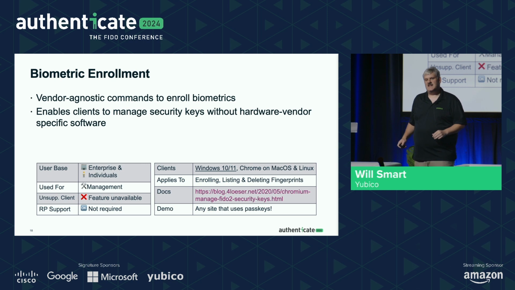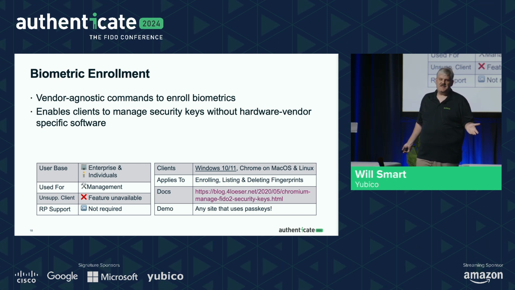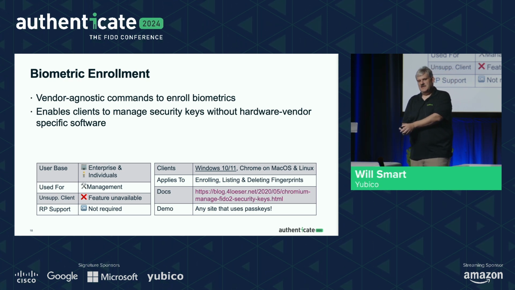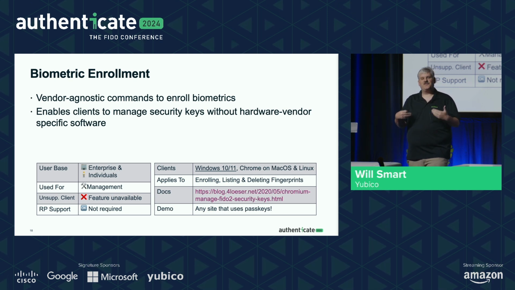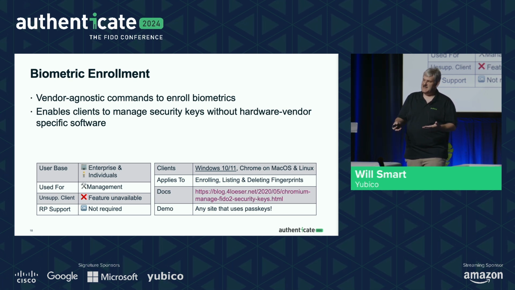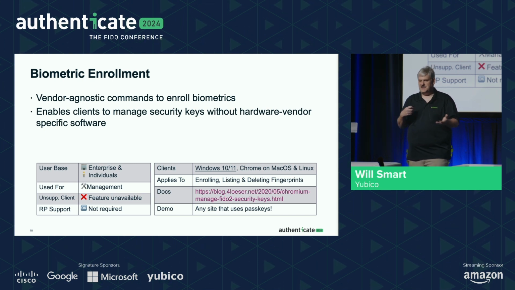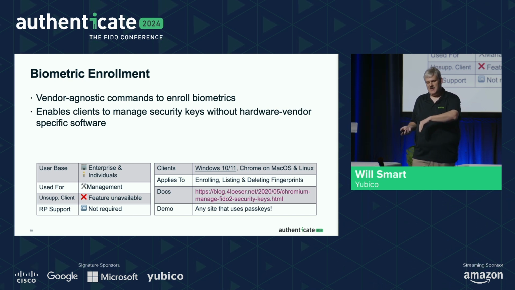Biometric enrollment is another of these features where it's vendor agnostic. So you can use the Windows security screens. You can use Chrome to do this. You can use any of your own familiar platform dialog boxes to do this. You don't need to use a specific security key vendor's software, right? So again, pretty boring. This one is notable because it's supported on Windows 10.